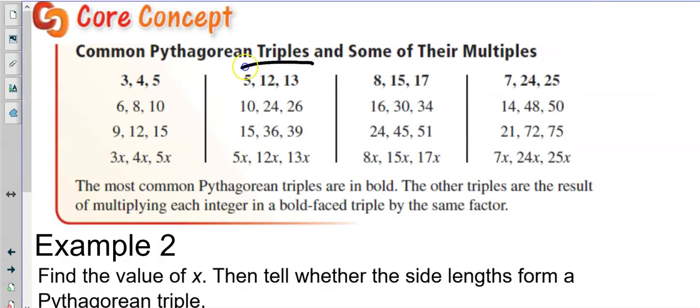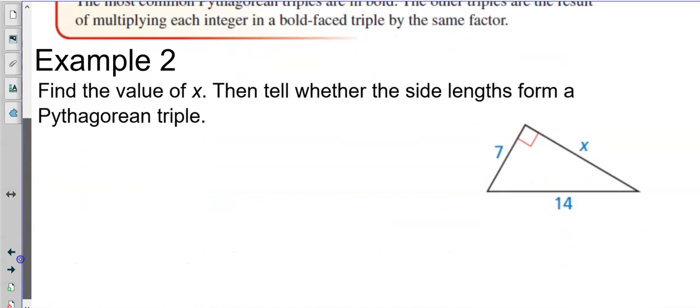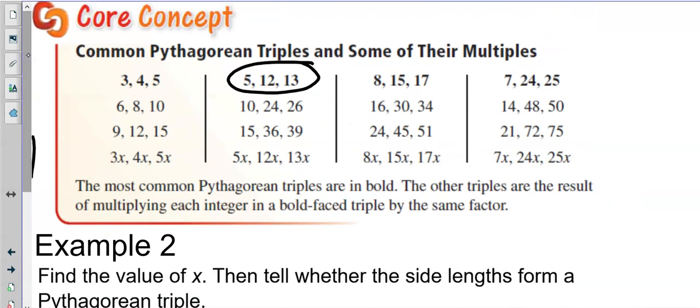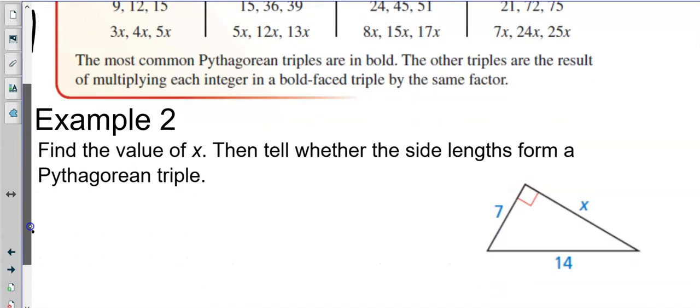Now, 5, 12, 13 is what's called a Pythagorean triple. Here are some common ones, okay? These are all numbers that form a right triangle. So find the value of x, tell whether the side lengths form a Pythagorean triple. Well, if you look up here and look for 7 and 14, okay, it's not on there, but that doesn't mean it doesn't work.